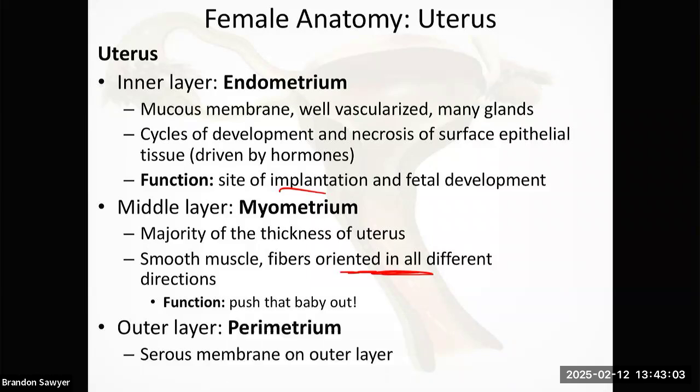And then the outermost layer is called the perimetrium. This is the serous membrane on the outside of the uterus. And just like other serous membranes we've talked about, it is a 2-layer membrane with a fluid-filled space on the inside. We'll see one of these around the heart, around the lungs, around other large organs that move a lot. It makes for a nice lubricating surface on the outside of that organ. Okay, questions on that so far?